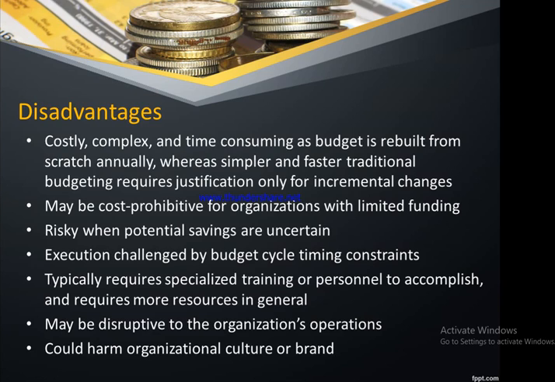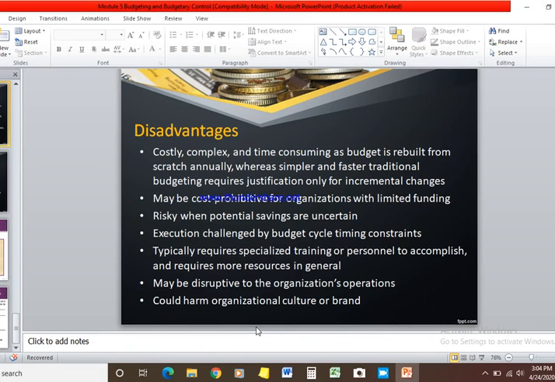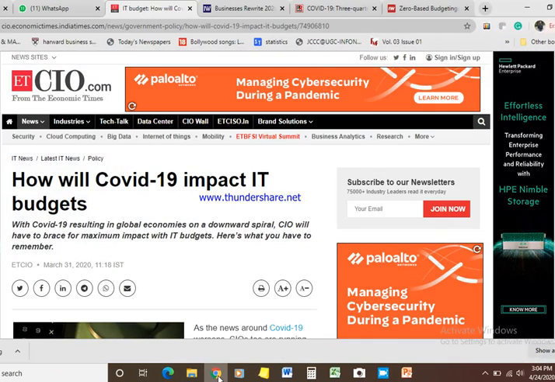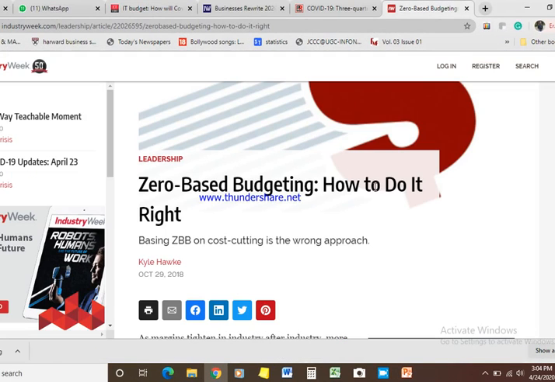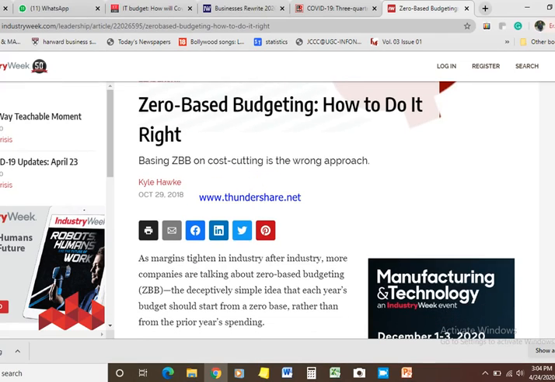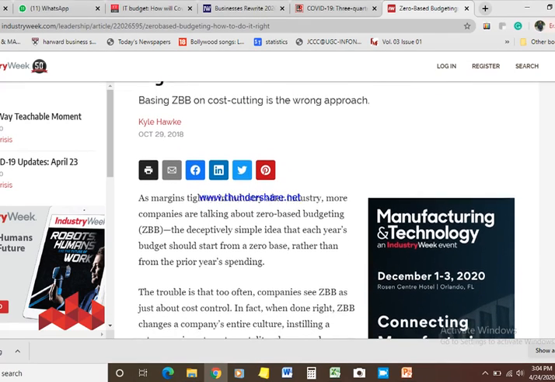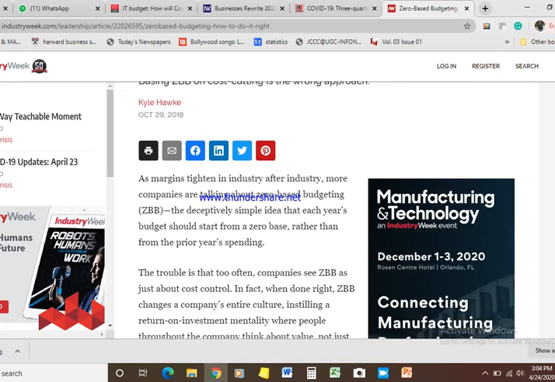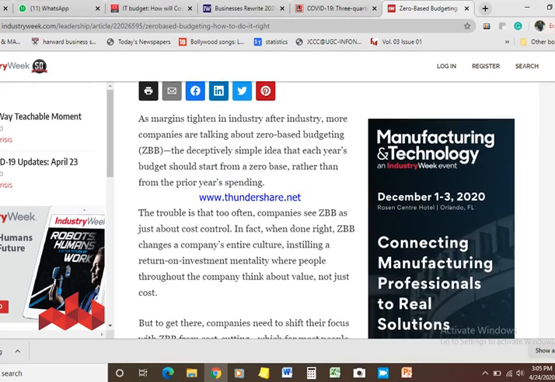Against this background, we have an article where it speaks about zero based budgeting, how to do it right. And as the title goes, basing zero based budgeting on cost cutting is the wrong approach. This article appeared on October 29th, 2018, wherein the author says that many a time it is felt that whenever we adopt zero based budgeting, it is basically meant for cost cutting activities, but it is not so.